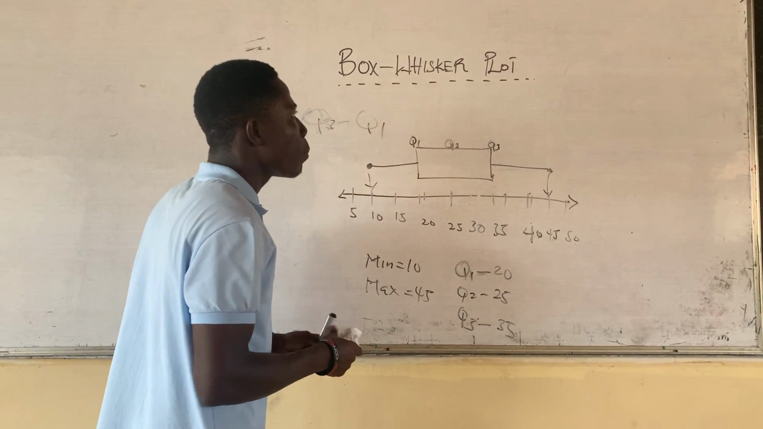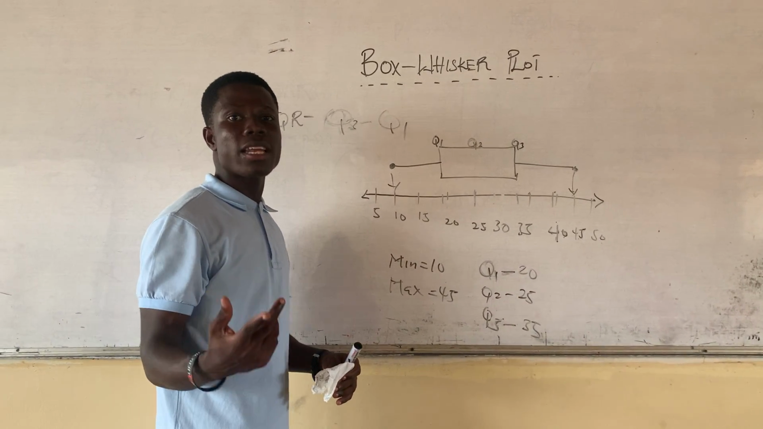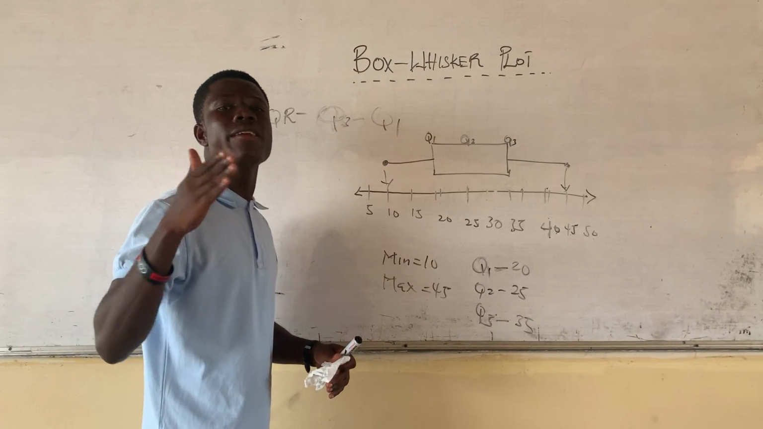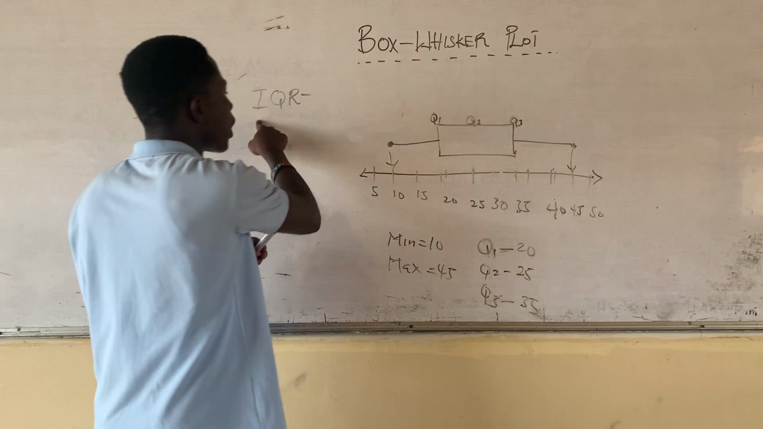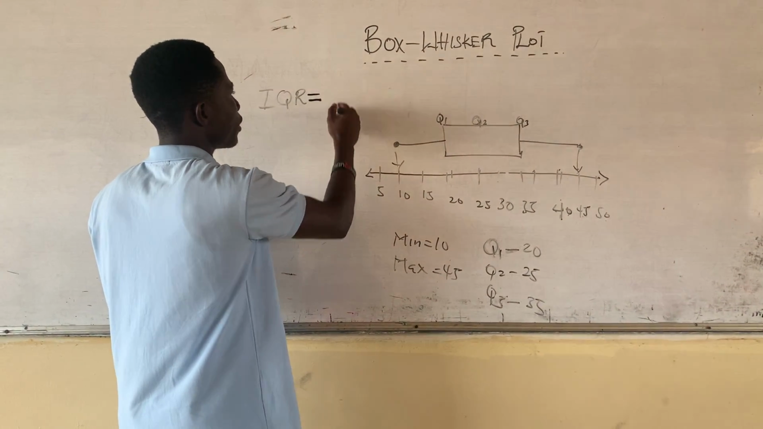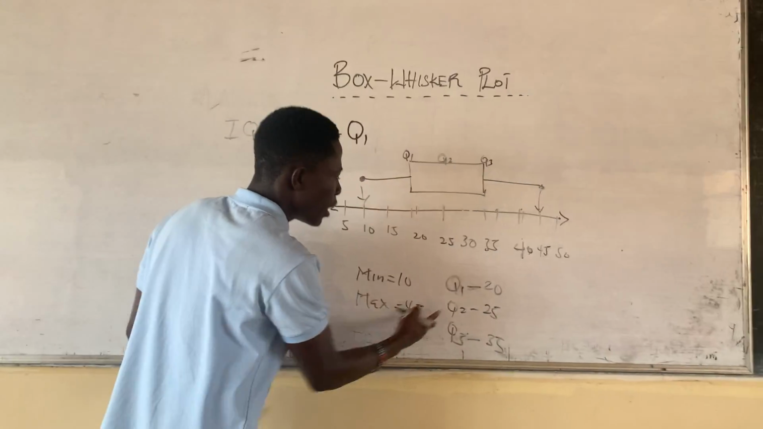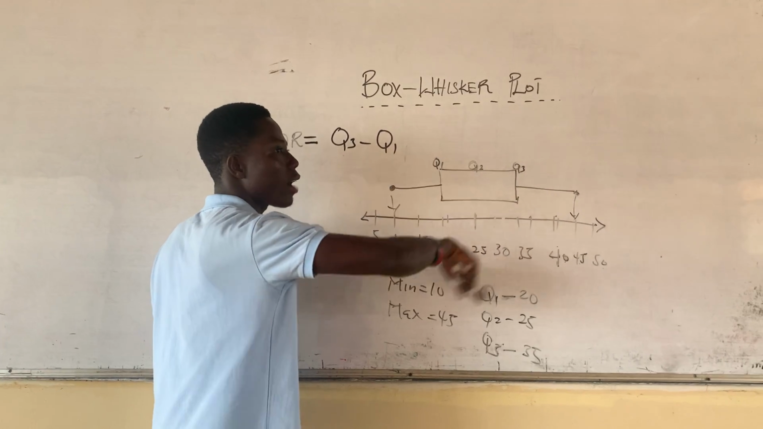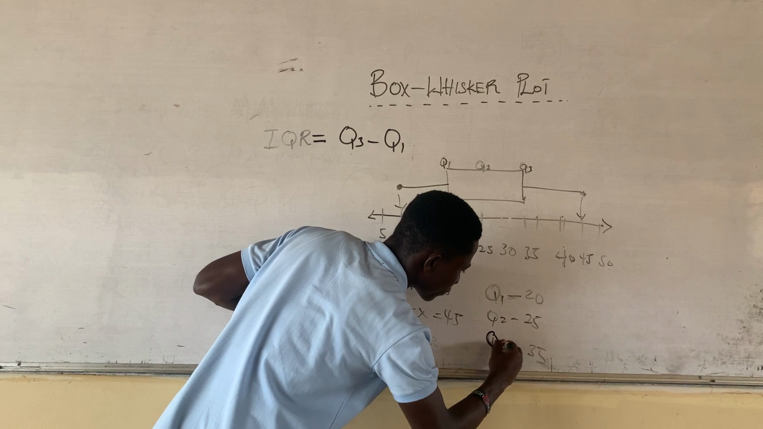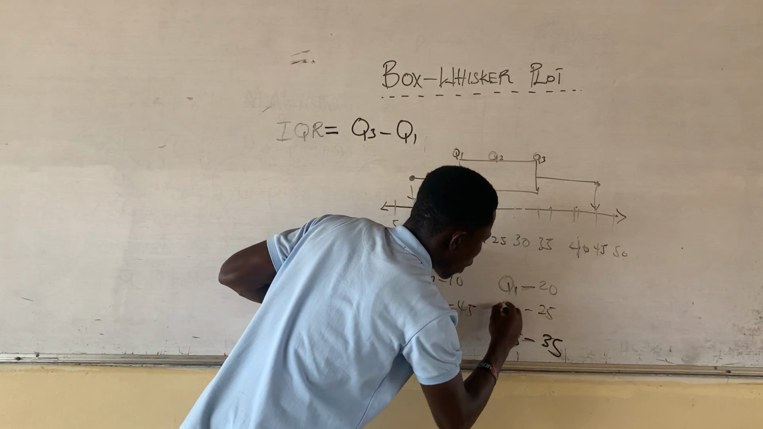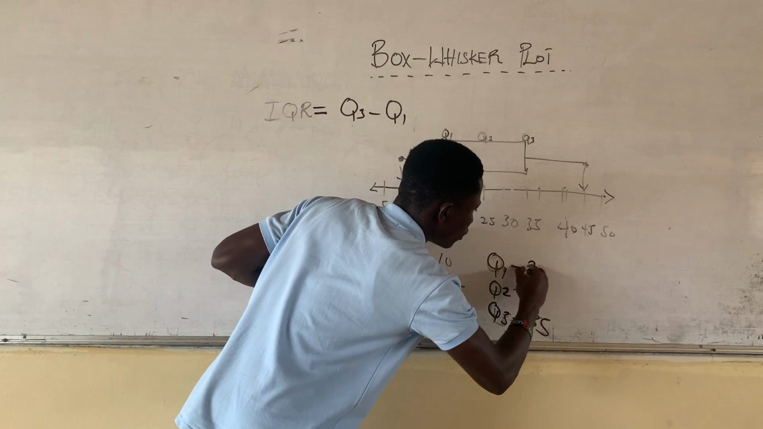So in every given box and whisker plot, the calculation aspect of it is to find the interquartile range. The formula is to find the difference between the first quartile and the third quartile. So interquartile range is equal to Q3 minus Q1. Now we know that per this box and whisker plot, our Q3 is 35, our median is 25, and our first quartile is 20.